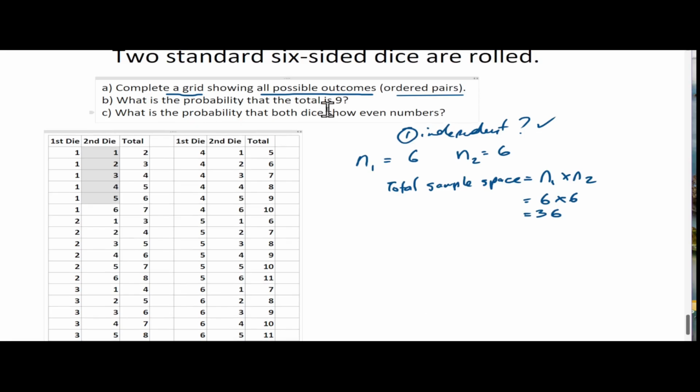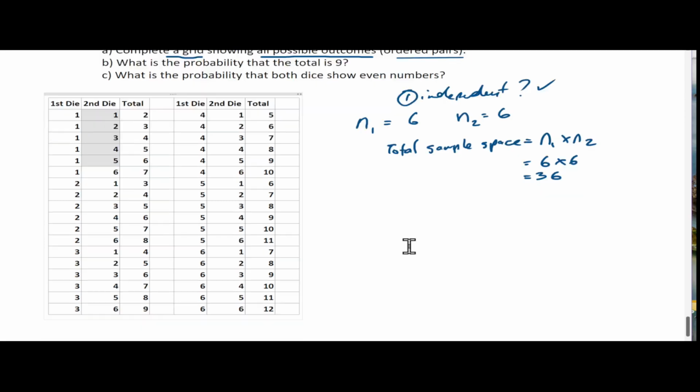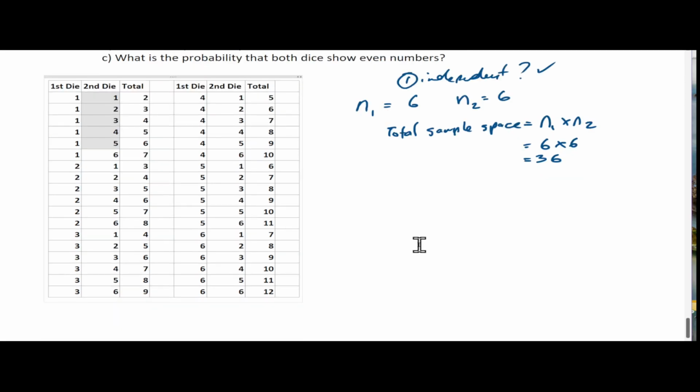What is the probability that the total of the two dice is 9? Well, the probability is going to be out of something. So the probability of getting a 9 is going to be something over 36, because there's 36 possible outcomes. So how many times can we get 9? Well, we have to count them.